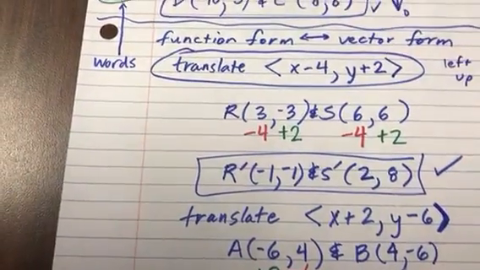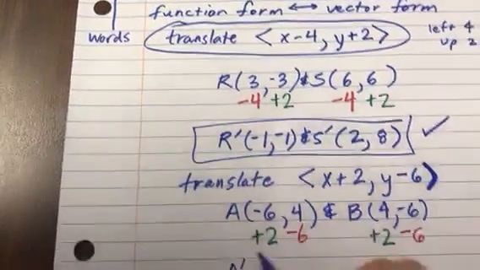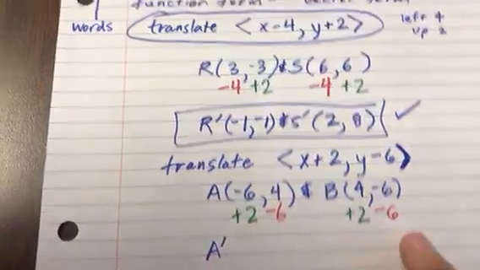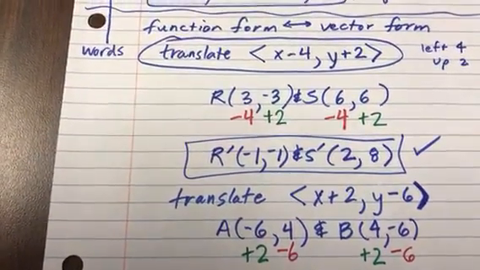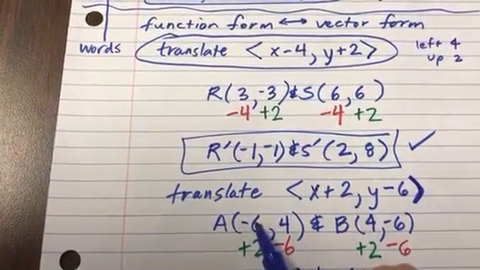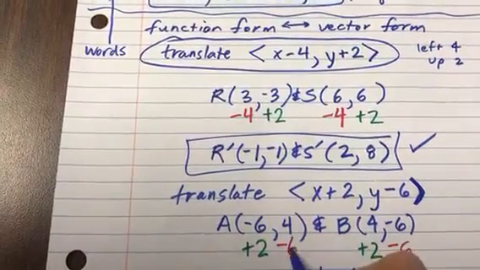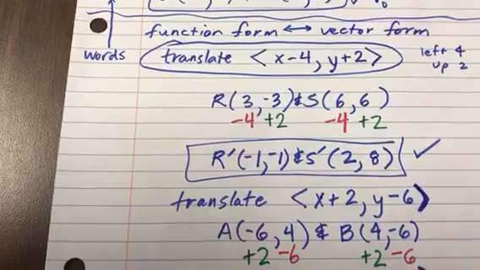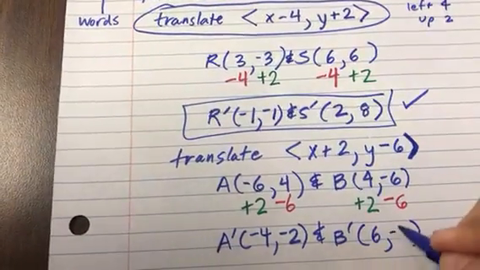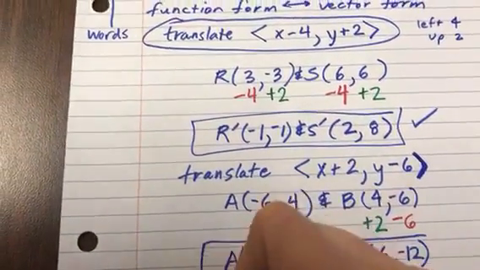Now I'm ready to take my pre-image to my image, following negative 6 plus 2, 4 minus 6, 4 plus 2, negative 6 minus 6, negative 12.